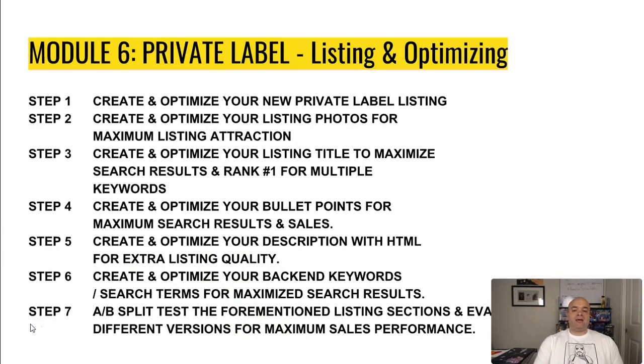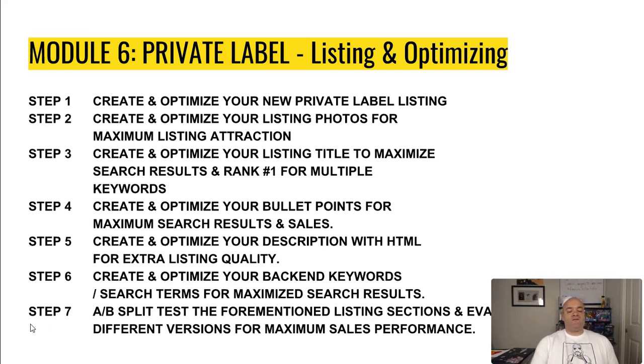In Module 6, we are going to list and optimize. Step 1, you're going to create and optimize your new private label listing. Step 2, you're going to create and optimize your listing photos for maximum listing attraction. Step 3, you're going to create and optimize your listing title to maximize search results and rank #1 for multiple keywords.